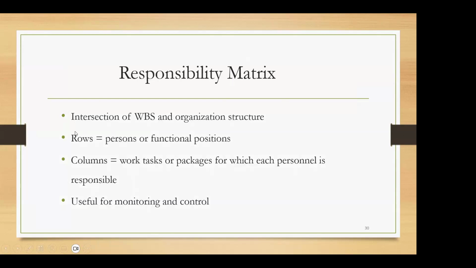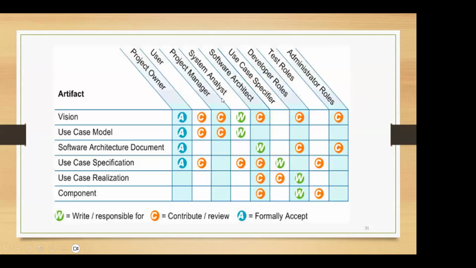And so in this, the rows of your responsibility matrix will have the person or the functional, say, positions. Columns can have the work, task, or packages, right? So this is useful when you are monitoring and controlling the entire project. So this is the kind of, say, responsibility matrix that you will see. So you have the artifacts on one side, and you have the people on the other side, or the roles on the other side, right?